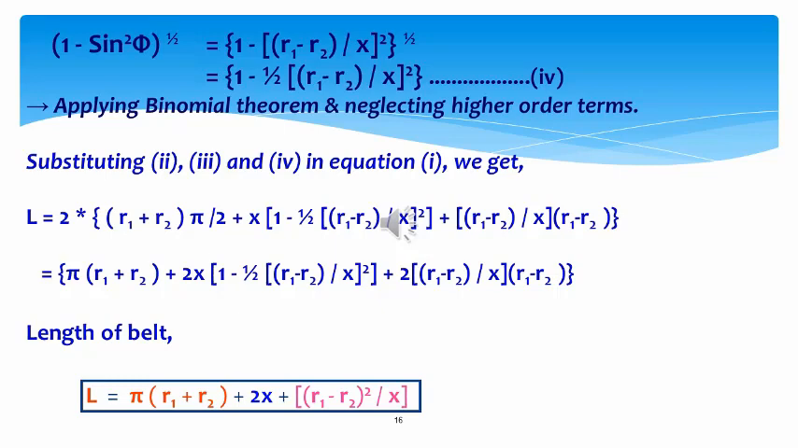Now substituting equation 2, 3, 4 in equation 1, we get L is equal to 2 into (R1 plus R2) into pi by 2 plus X into (1 minus half (R1 minus R2 divided by X) whole power square) plus (R1 minus R2) divided by X into (R1 minus R2). Or in other words, we can further reduce the length of the belt to be L is equal to pi into (R1 plus R2) plus 2 times X plus (R1 minus R2) whole to the power square divided by X.